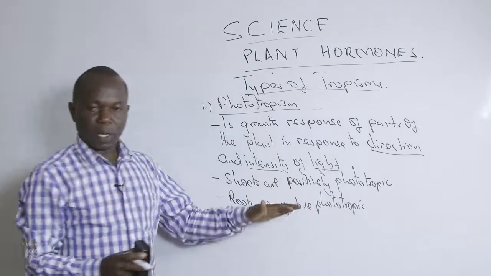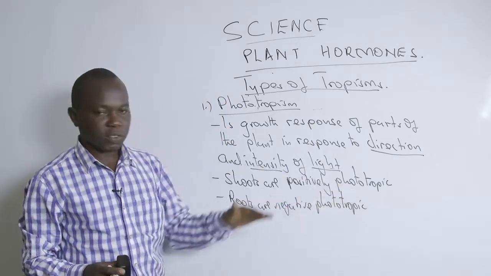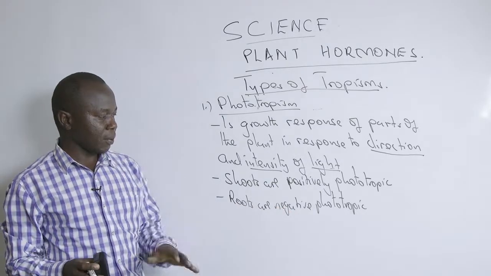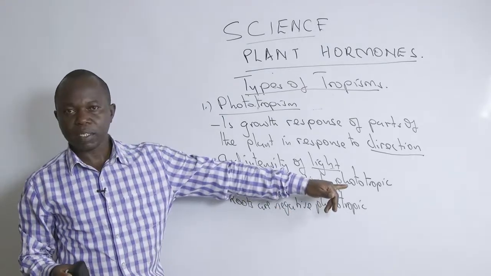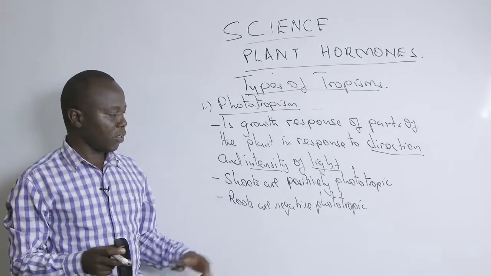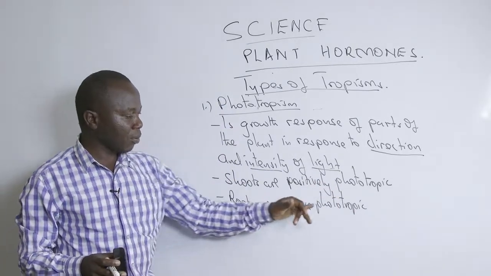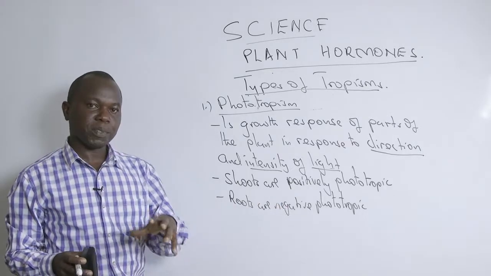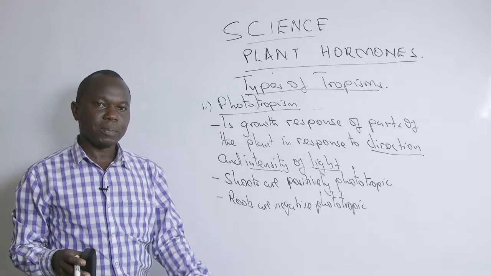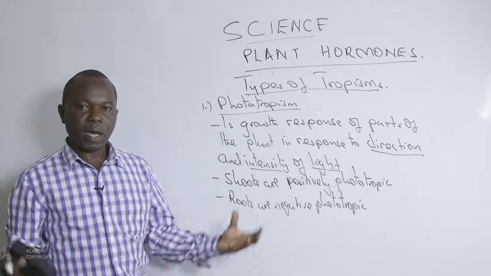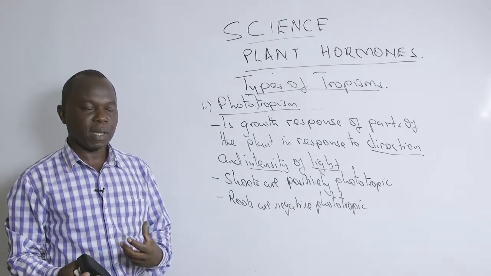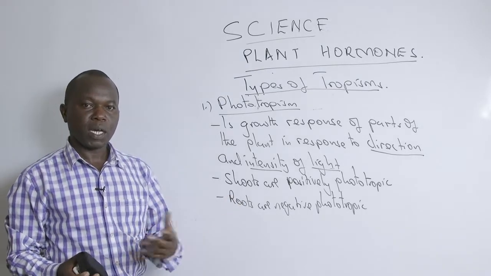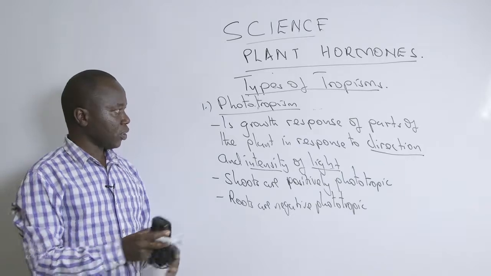Both of these are important. Positive phototropism for shoots is important, and negative phototropism for roots is important. Shoots are growing towards light so that they can obtain light for photosynthesis. Roots are growing away from light. The negative response is important so that they can go deep into the soil, acquire anchorage or firmness for the plant, and at the same time be able to acquire water and mineral ions.